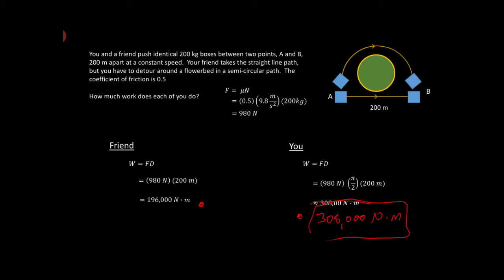So that's basically what's going on. To push around the planter is probably about 50% more work than pushing in the straight line. So you probably should have waited for your friend to finish pushing their box before you started pushing yours. You'll know better next time.